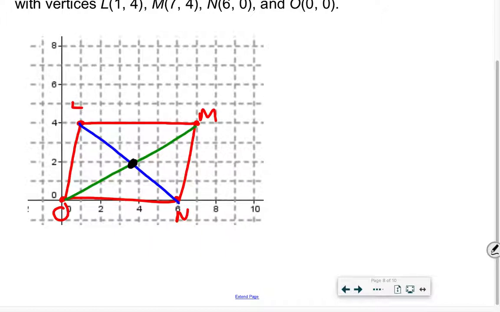So let's just pick a diagonal here. Lakin, pick either LN or OM. Pick one for me. LN. If we can find the middle point between L and N, because they cut each other in half, that'll be exactly where these diagonals are crossing. So I'm going to find the midpoint of one of the diagonals. In this case, Lakin wants to find LN. And wherever that midpoint is, that has to be where the diagonals cross, because it has to cross at the midpoint of each diagonal.